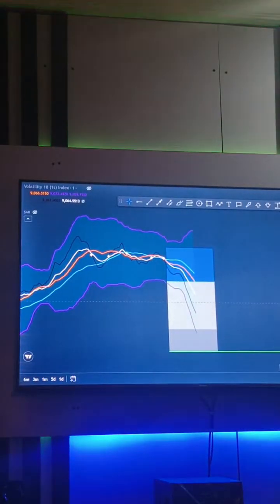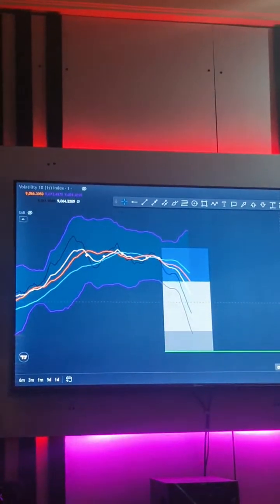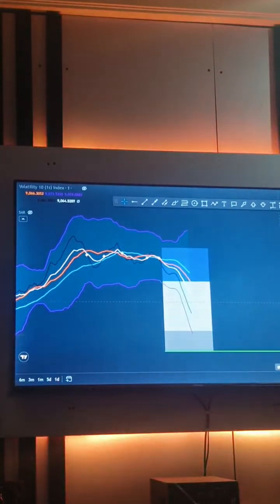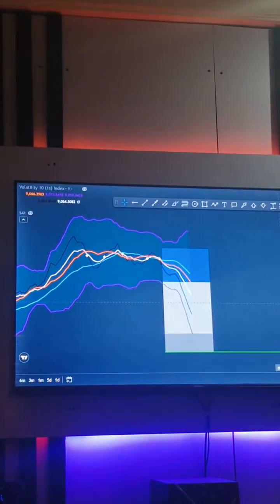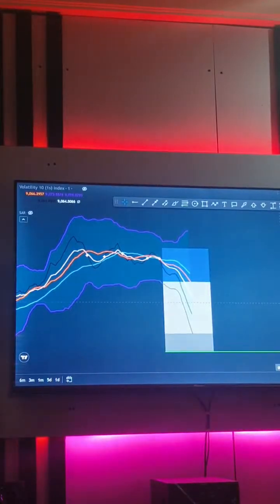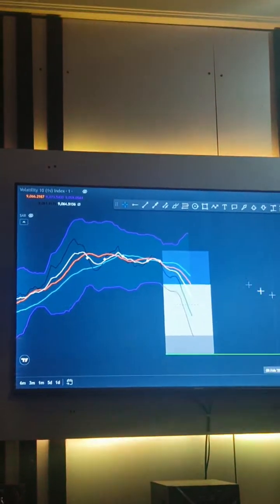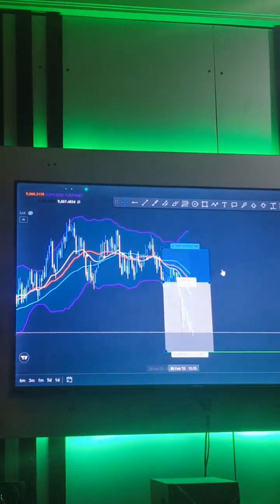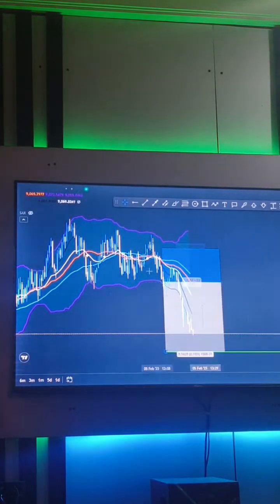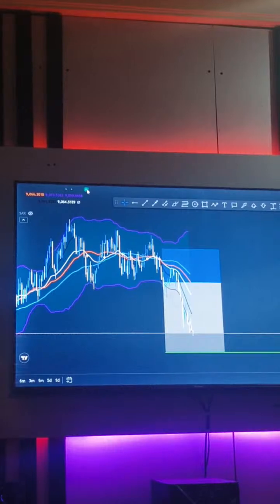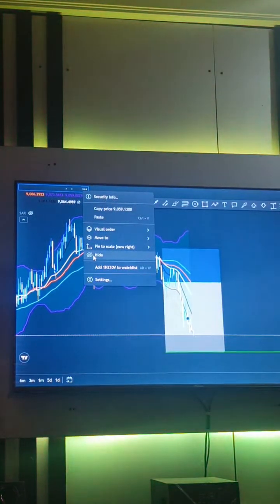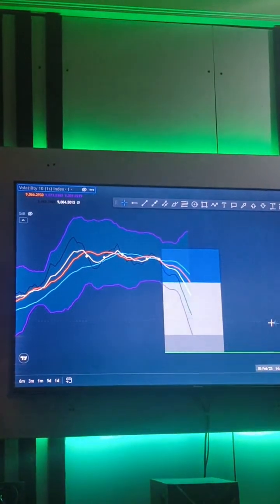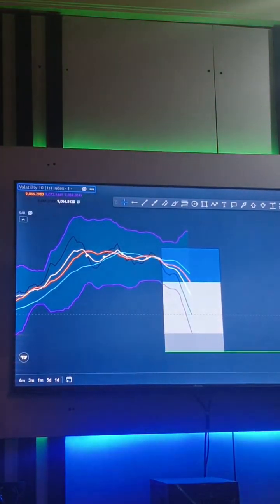We have almost hit TP, guys. We are almost there. I told you guys this strategy is very, very powerful. When I say something is powerful, something is powerful. I don't joke around with it. We're almost at TP.